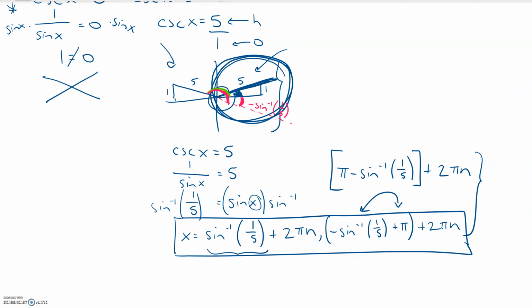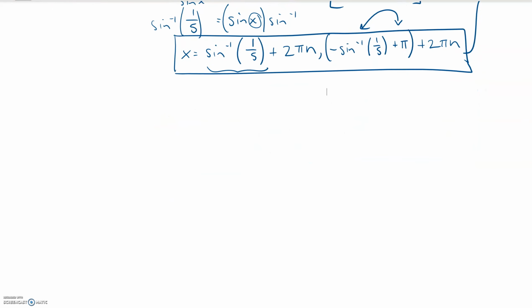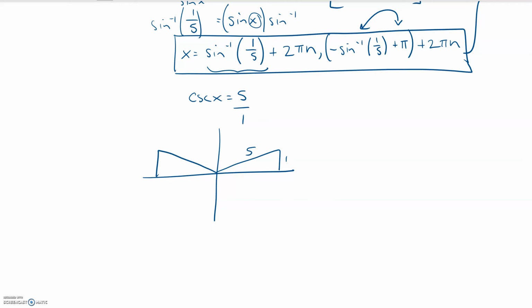Now there is another version of this answer. It's not something you would necessarily have to come up with on your own, but if you saw it as an answer, I didn't want you to think that your answer was wrong. I just kind of want you to see it so you would understand maybe where it came from. So let me get back to where we just were. If we had, say, cosecant x equals 5, again, that's 5 over 1. Setting up our triangles, we've got 1, 5, and we know that this angle here is what we call sine inverse of 1/5.